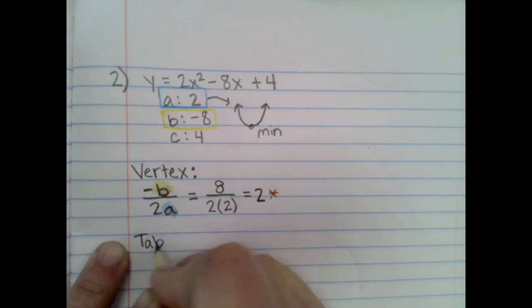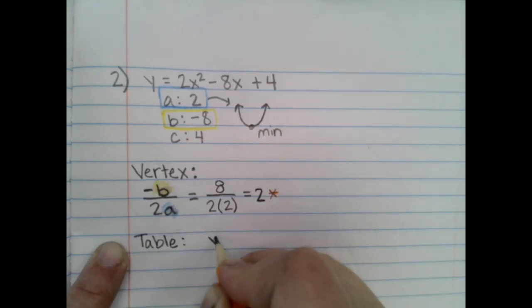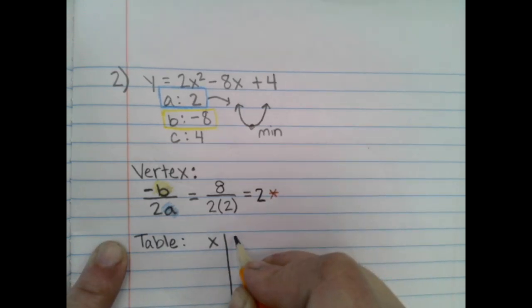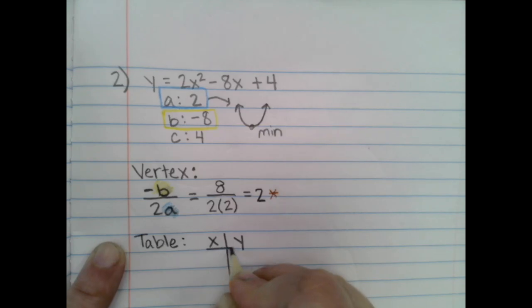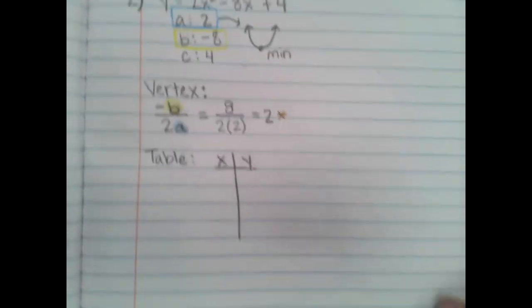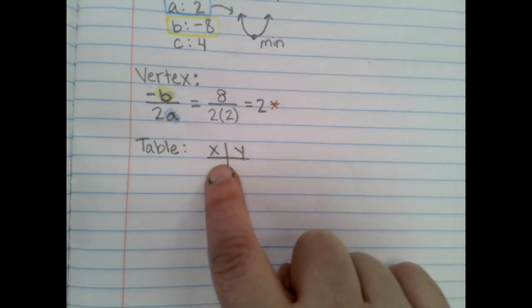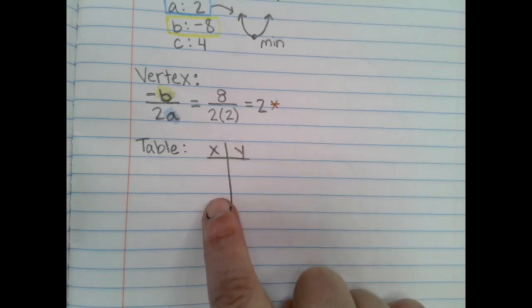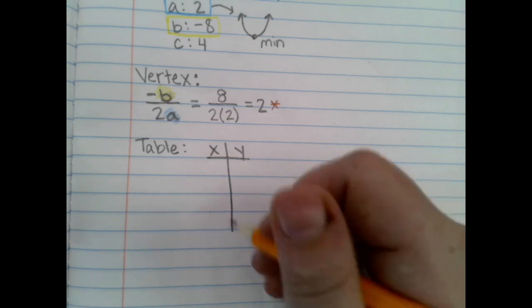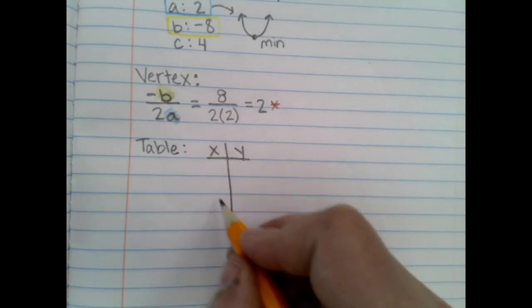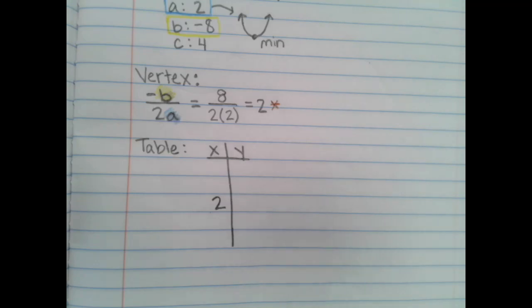I want to use that vertex. We have our X, our inputs, our Y's, our outputs. And I want 2 to be an input. Do I want it to be my first input, my middle input, or the last input? Where does a vertex go? Middle. Good. So 2 goes in the middle.